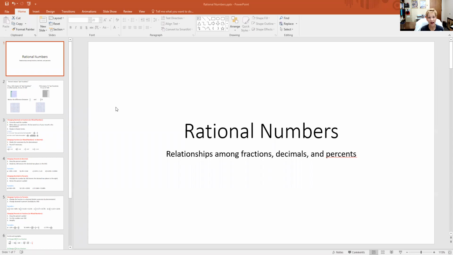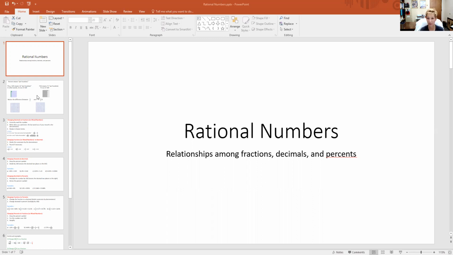Okay, so I'm going to do as usual. I'm going to hopefully share a PowerPoint with you, and we'll see how it goes. All right, let's see if we can do it. All right, so we're talking about rational numbers. Now remember what rational numbers are. They're numbers that can be written or expressed as an integer over another integer. Okay, so that's where we're going with it.